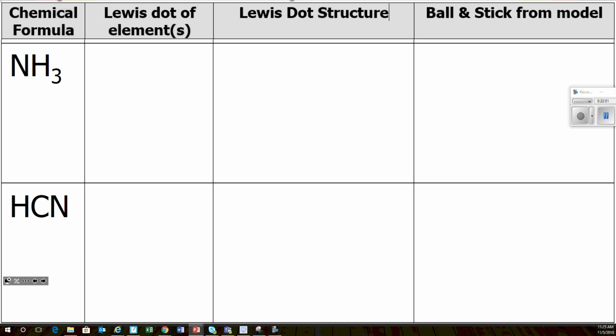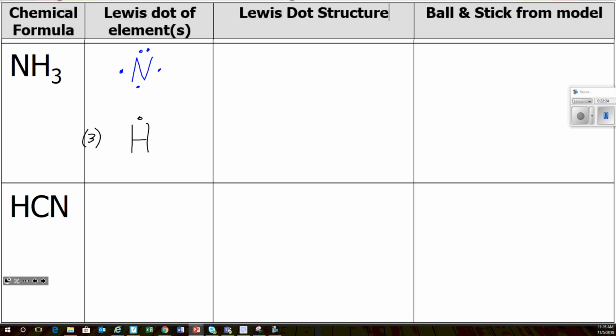Okay, the next one is nitrogen. We're going to pick up blue for nitrogen. Nitrogen has how many around it? How many does nitrogen have around it? 5. Okay, here we go. 1, 2, 3, 4, 5. And then we got a hydrogen. I'm going to pull the black again for hydrogen with 1, but we have 3 of these.